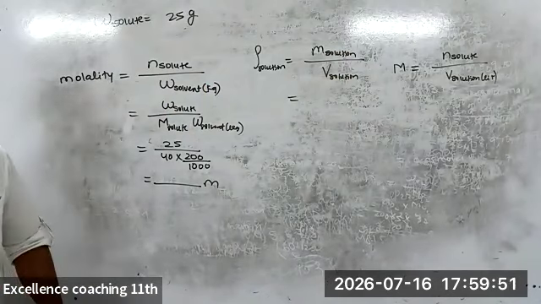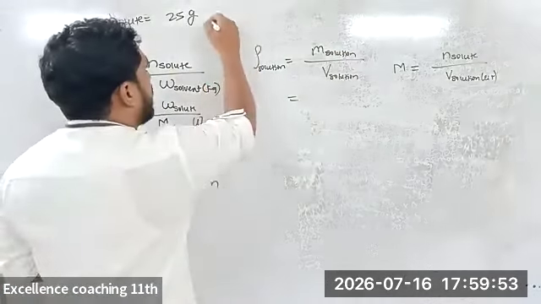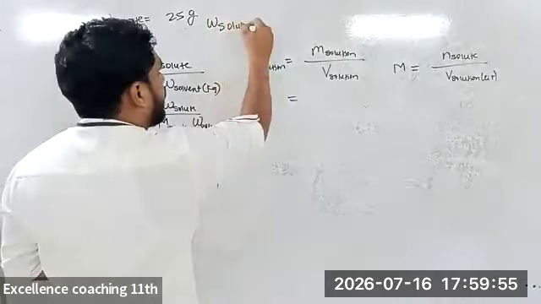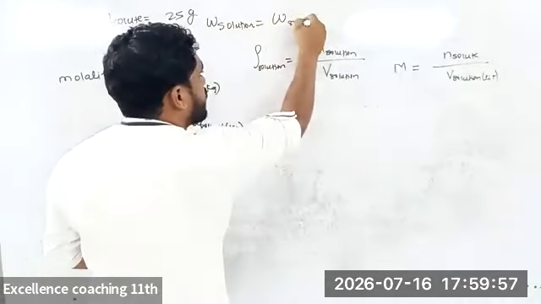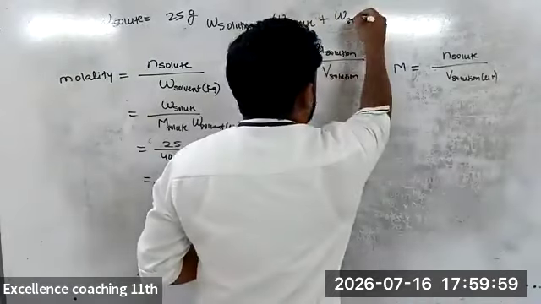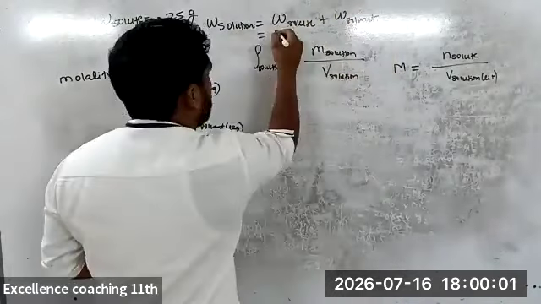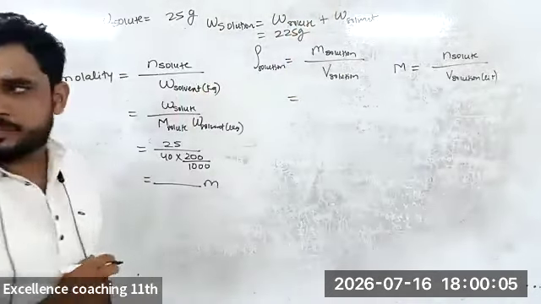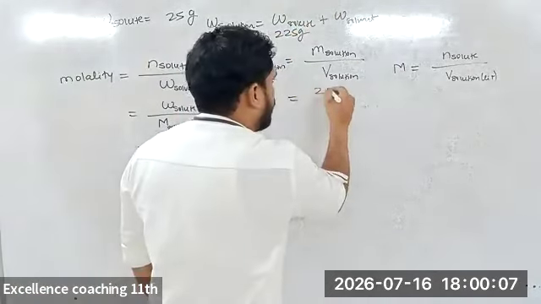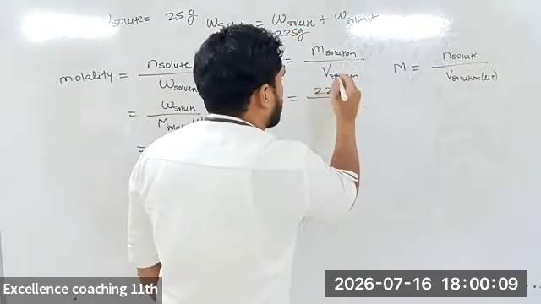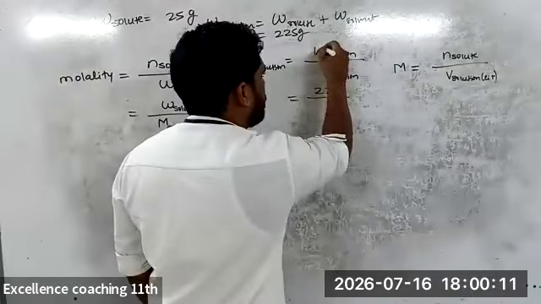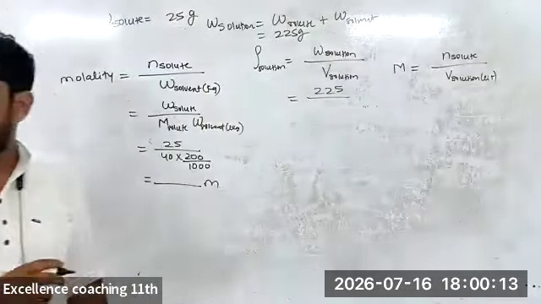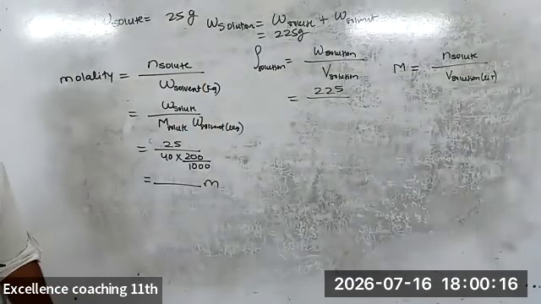Sorry, second: what is the mass of solution? Mass of solution will be mass of solute plus mass of solvent. So it will be 225 grams. Correct? So I will write this as W, mass of solution. Understanding? And volume of solution is what?